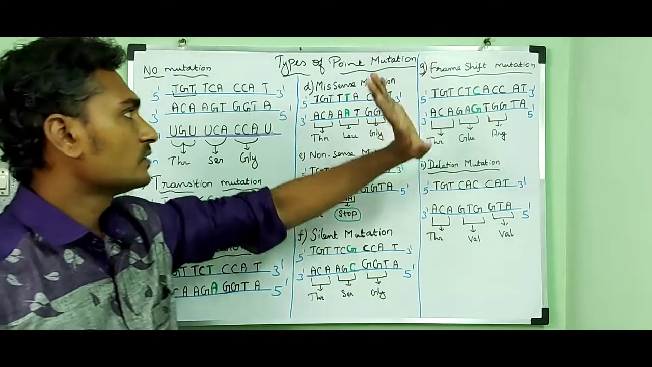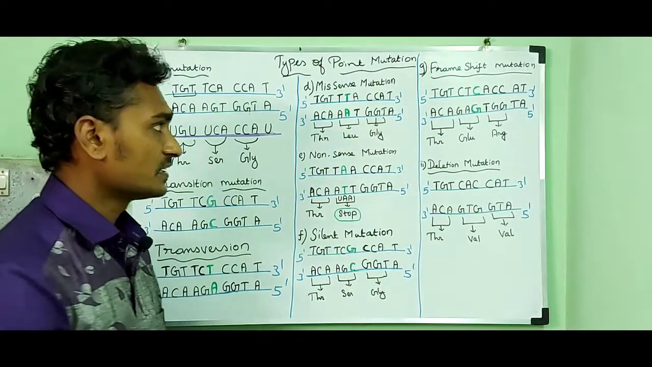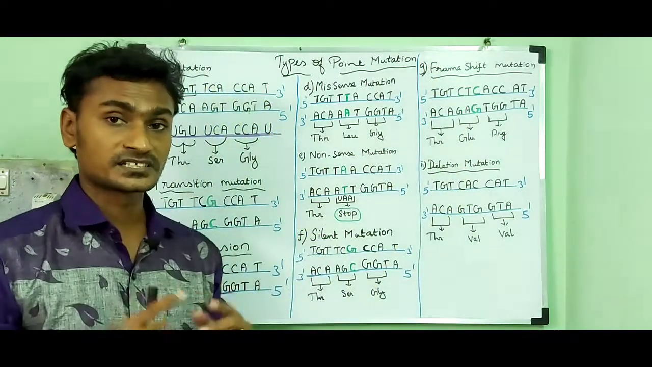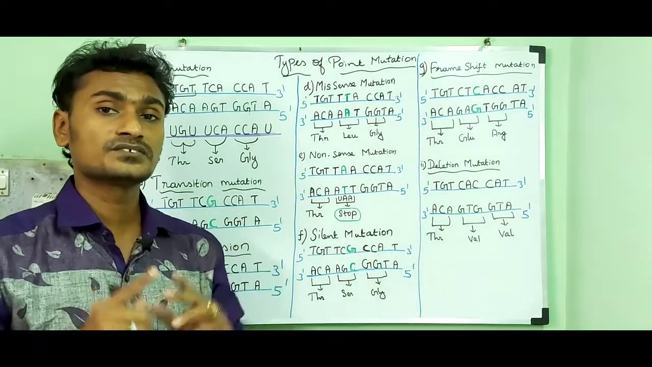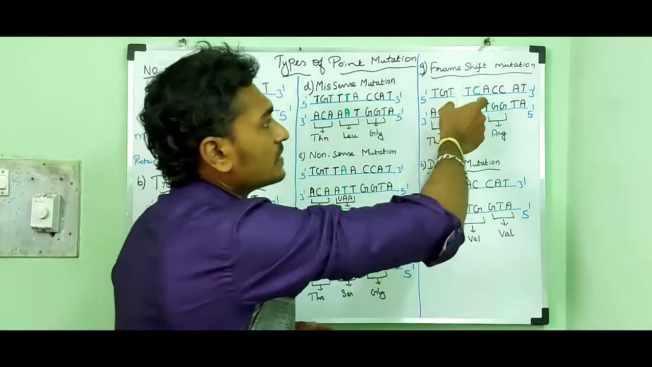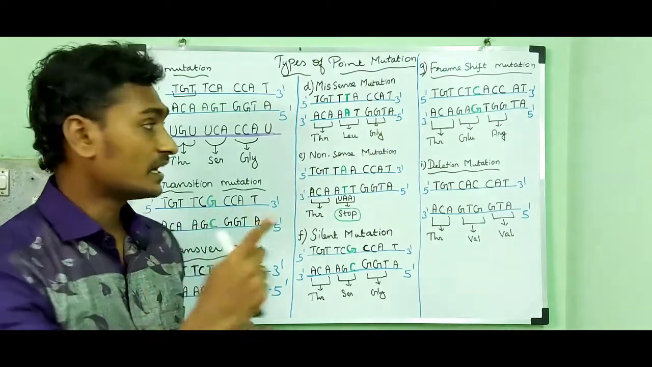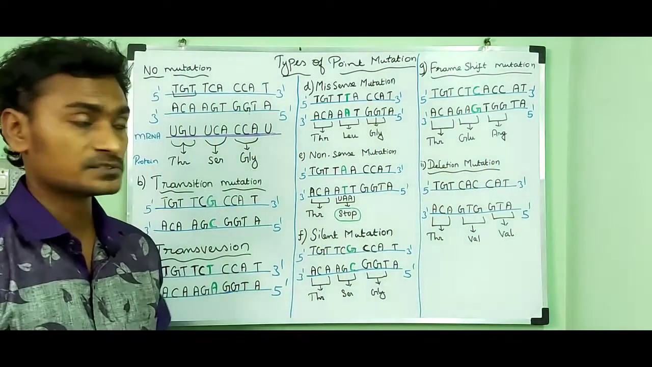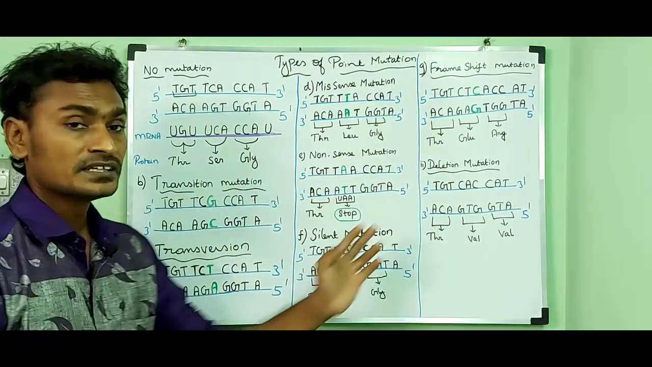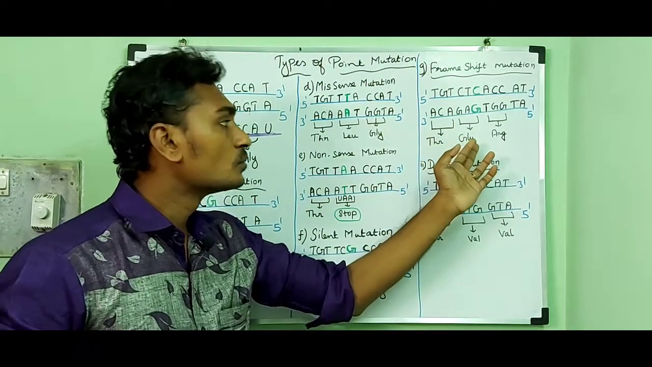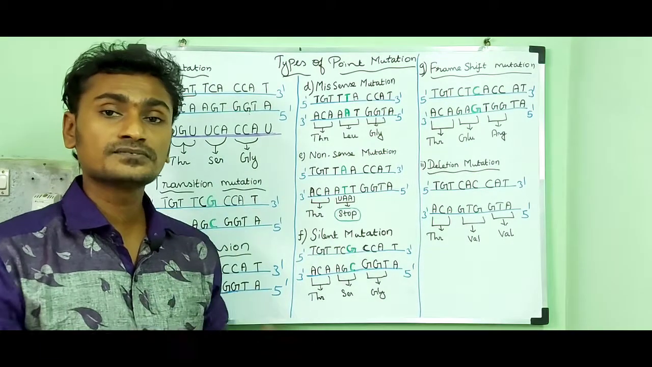And the final one is frame shift mutation. Here an addition of a base pair takes place. Due to the addition of a base pair, the reading of the triplet codon changes. The reading frame changes totally, and it produces a different amino acid sequence. Here originally it produces threonine, serine, glycine. Here it produces threonine, glutamic acid or glutamine, then arginine, due to the addition of a base pair.